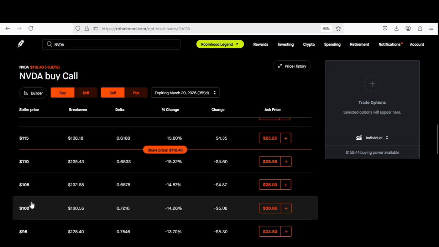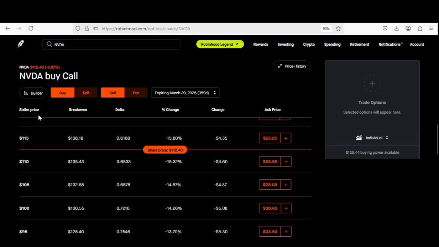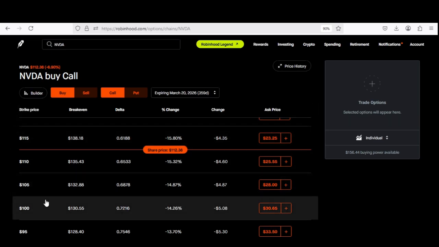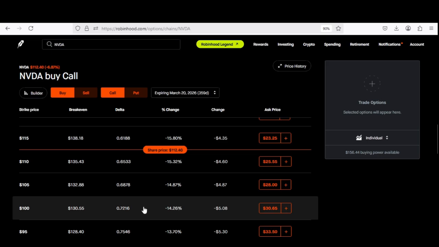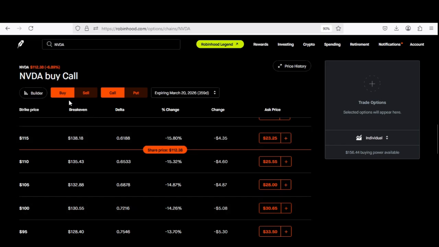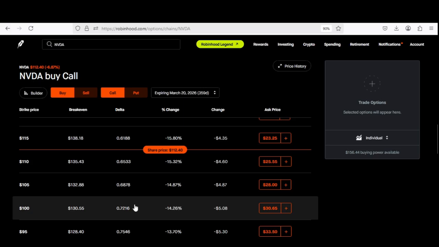Now, with the strike price of $100, you can see strike price to the top here. That's going to give me a delta of 0.72. We're going to get back to the delta in just a second. So, with the $100 strike price and with a 0.72 delta, we're going to have to pay. The reason why we're going to have to pay is because we're going to be buying something. The amount we're going to have to pay is going to be $30.65.